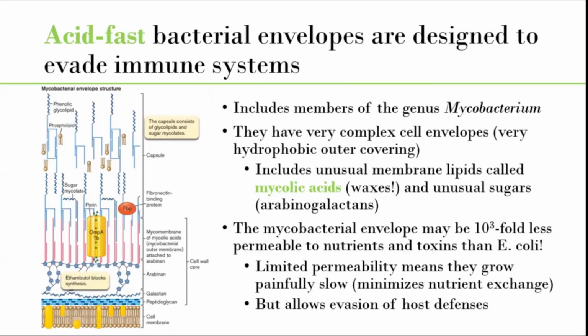But because they grow slowly, they can evade the host defenses. They can be very, very hard to treat because if they're not growing, most antibiotics won't work on them. So these guys evade the immune system really well with all these waxes, and they're very hard to treat. So all you have to know, there's mycolic acids, they're waxes, they make it really hard for things to get in and out. They still have peptidoglycan, and they grow slowly. You will not have to draw this or label this at all.